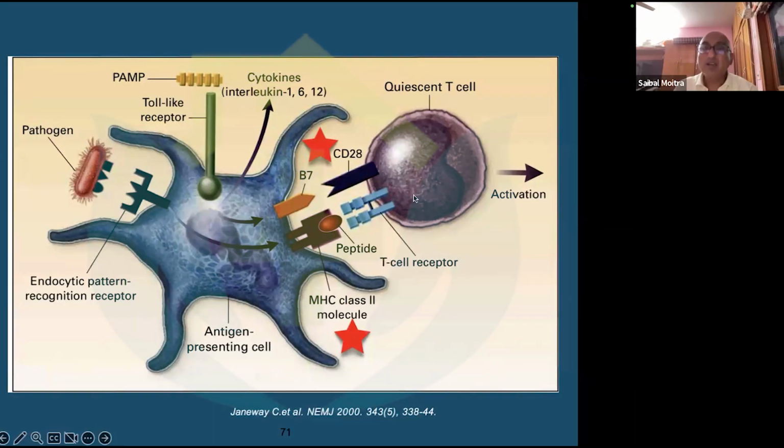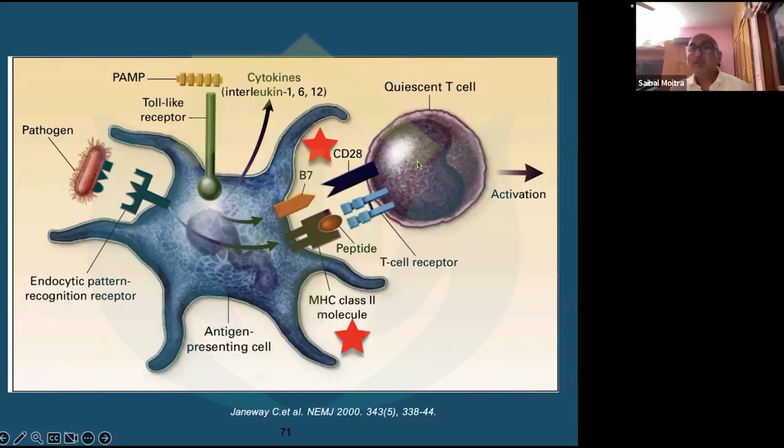It gives signal 1, where the T cell receptor binds with the MHC class 2 or class 1 and the peptide. Signal 2 is given by CD28, a co-stimulatory molecule, binding to CD80/86. And signal 3 is where the cytokine binds to the cytokine receptors.